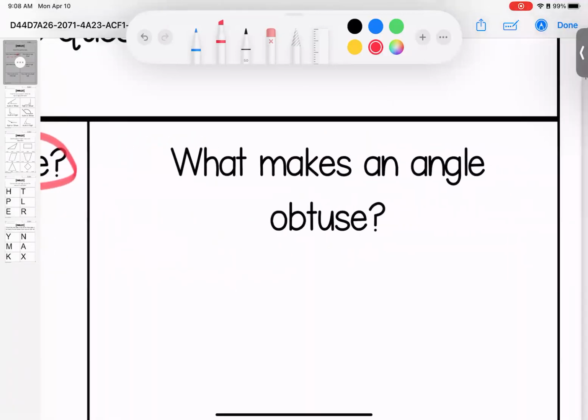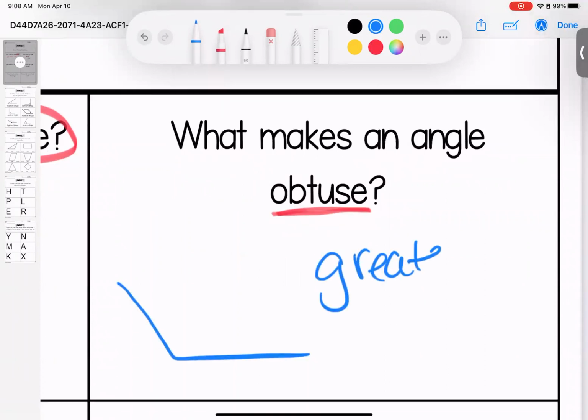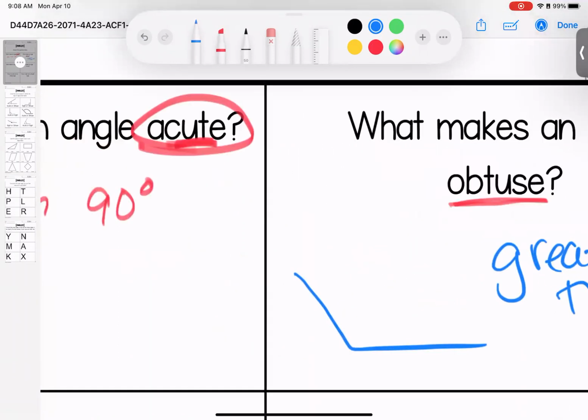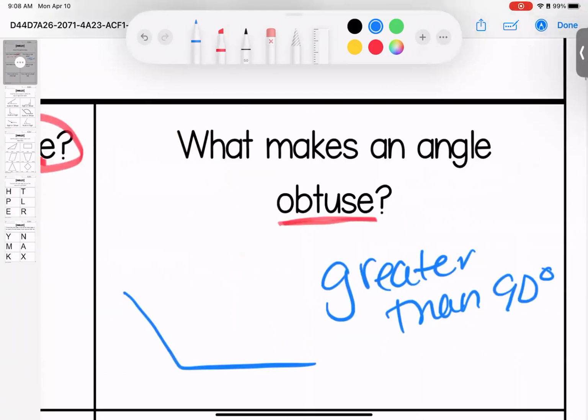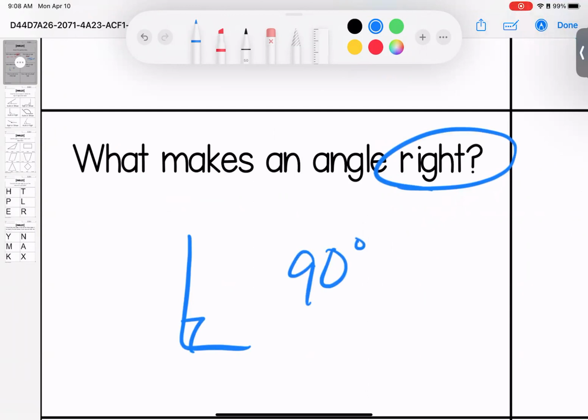What makes an angle obtuse? Obtuse is that vacation angle. It is going to be greater than 90 degrees. So a cute little angle is less than 90 degrees. An obtuse angle is greater than 90 degrees. And what makes an angle right? That right angle is exactly 90 degrees.